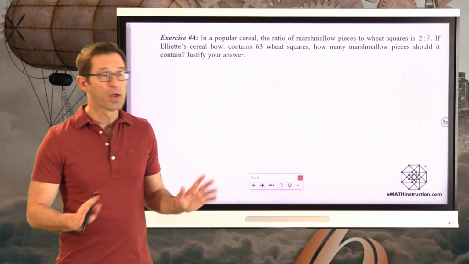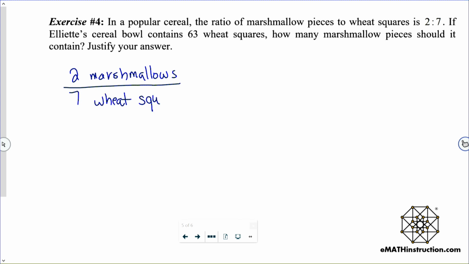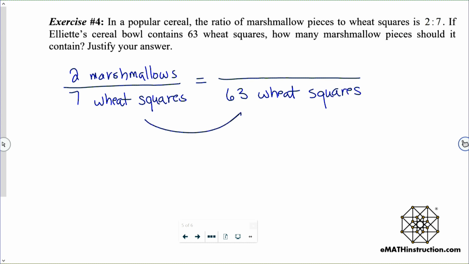All right, so I'm going to go with the units again, right? So the initial ratio is 2 marshmallows to 7 wheat squares. I always have to think about marshmallow and how to spell it. I just wish the ratio would be opposite, right? Then what do we know? Well, in the scaled up ratio, we know we have 63 wheat squares, right? And we need to figure out how many marshmallow pieces we have.